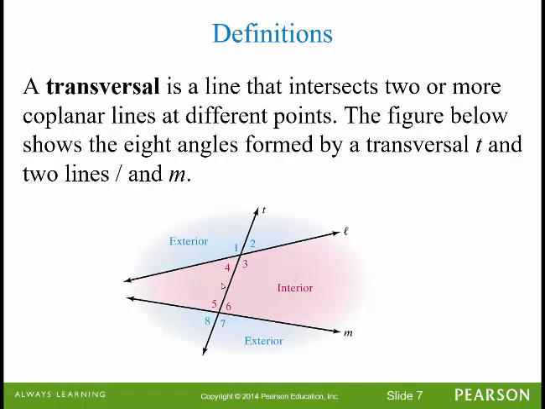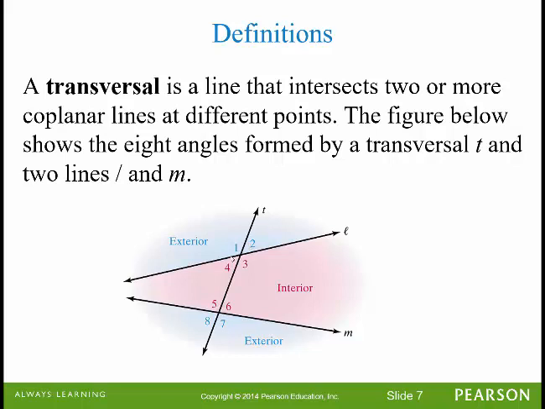Another definition. A transversal is a line that intersects two or more coplanar lines at different points. So like we have line L and line M, and this T is the transversal, all right, because they intersected here and here. The figure below shows the 8 angles formed by the transversal T and the lines L and M right here. This is supposed to be an italicized L here, so that's why they look a little different.